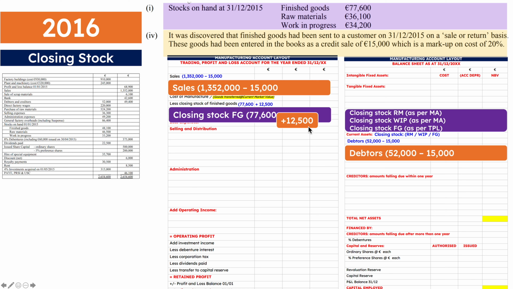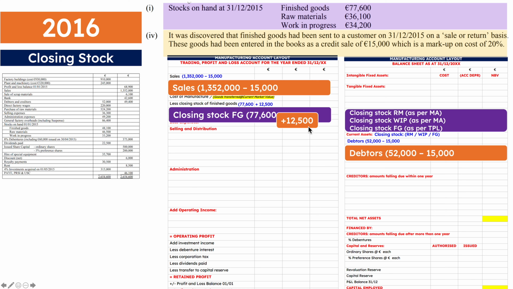2015, only one adjustment here. Stocks at 31st the 12th, 2014 at cost were 80,400. This figure includes damaged stock, which cost 6,600, but which now has a net realisable value of 3,200. So nice and easy here. 80,400 minus 66 plus 32, and then we write that in the current assets closing stock as per TPL as well.